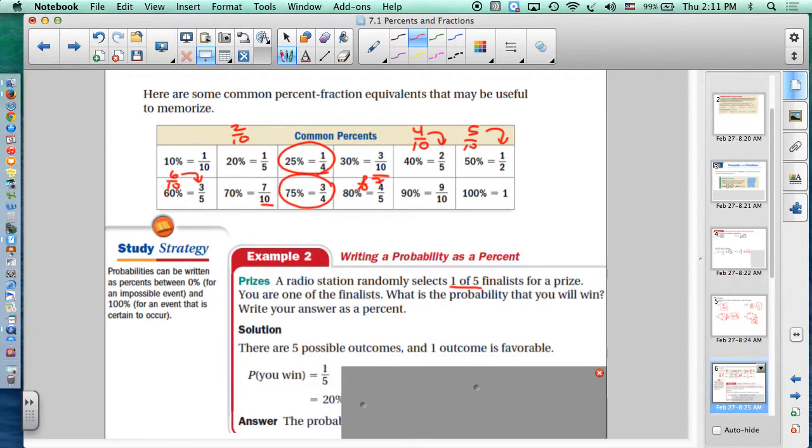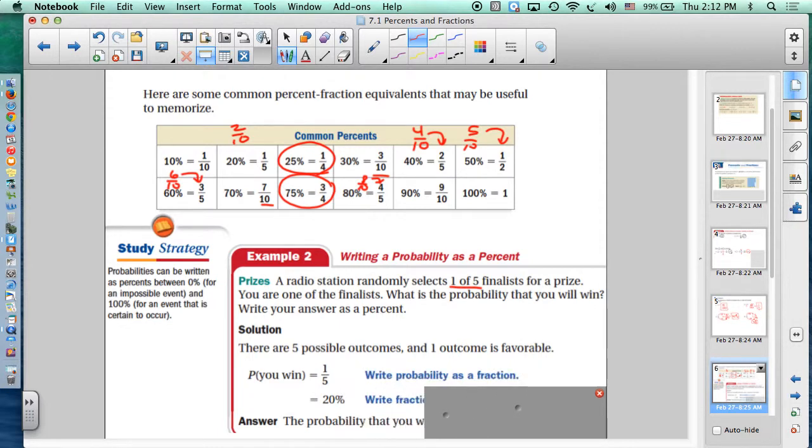We then need to convert that to a percentage, so we're going to write it as a fraction over 100, or we memorize from the chart that 1/5 is 20%. Another way we could have gotten to 20% is by saying 1/5 is equal to what over 100, multiply it times 20, and you're going to get 20 over 100, which is 20%.